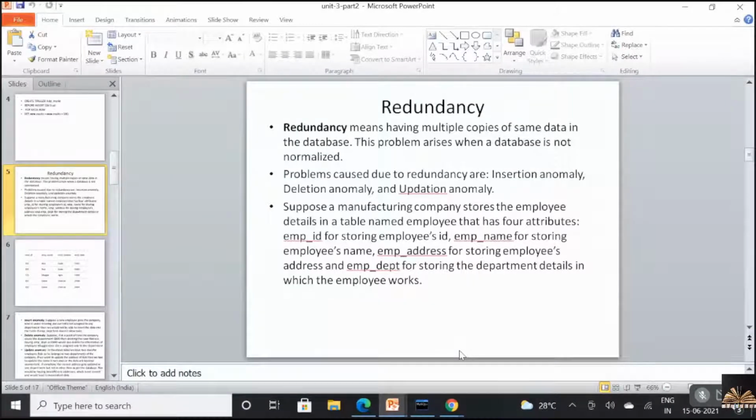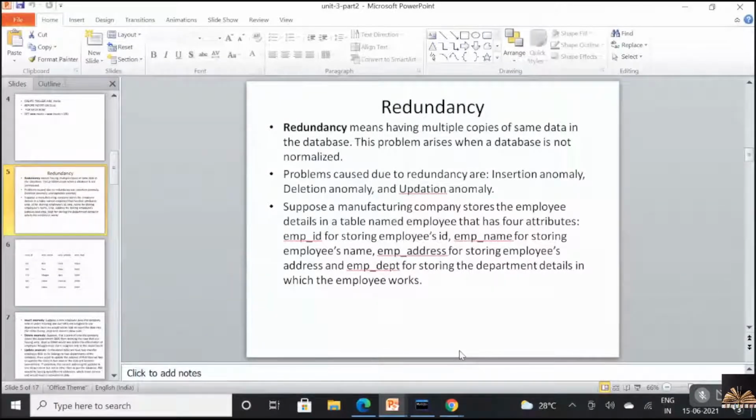Already we know that this is a problem with file systems, which we are trying to reduce in database management systems. We spoke about this in the advantages of DBMS and disadvantages of file systems. So what do you mean by redundancy? Redundancy simply means repetition of data, or having multiple copies of the same data in the database.